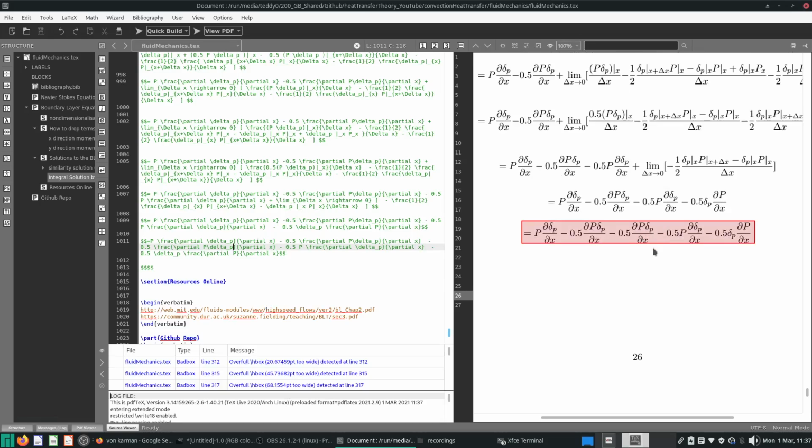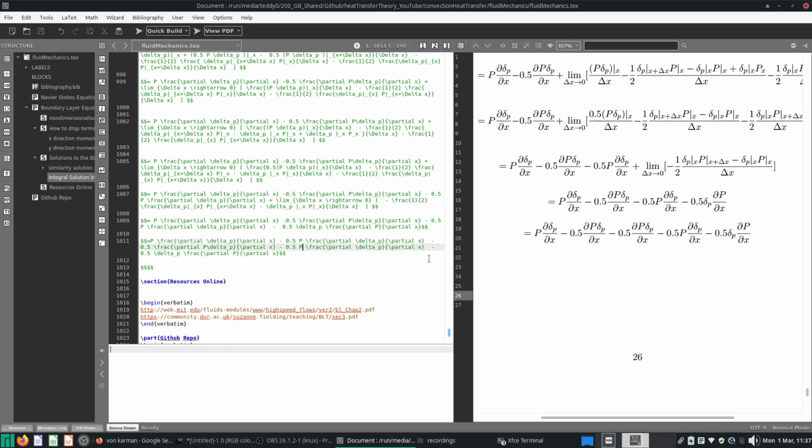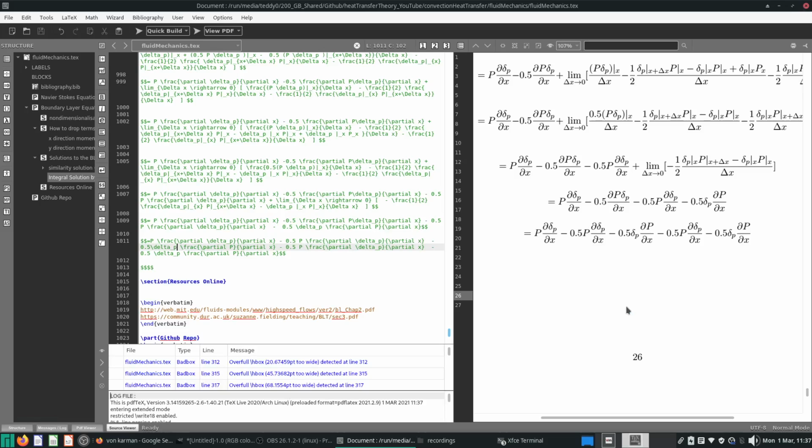Okay, so this is me just preparing this for product rule. So one, I'll take the P out. Let's put the P outside. And the other one, we'll put the delta P outside. Just copy and paste. And that should be proper product rule expansion.